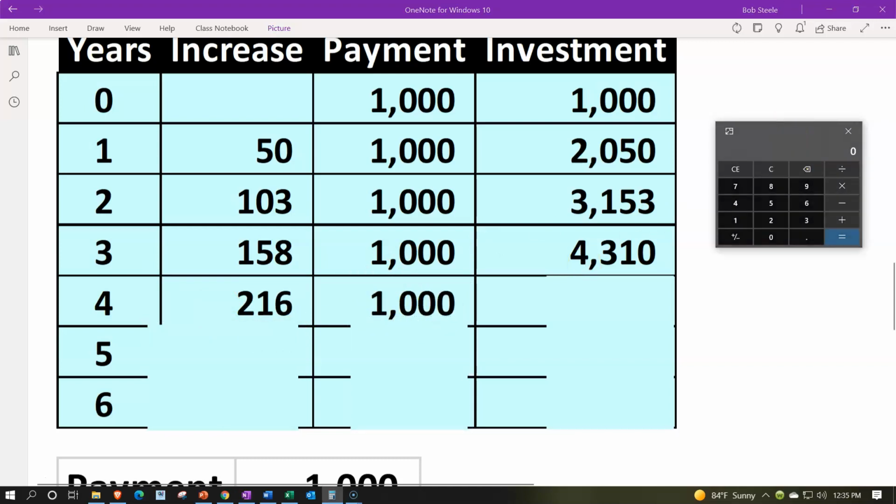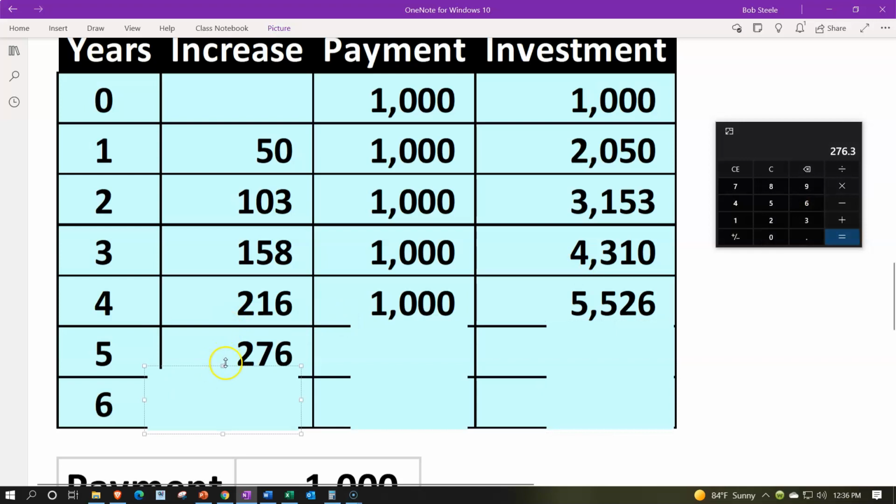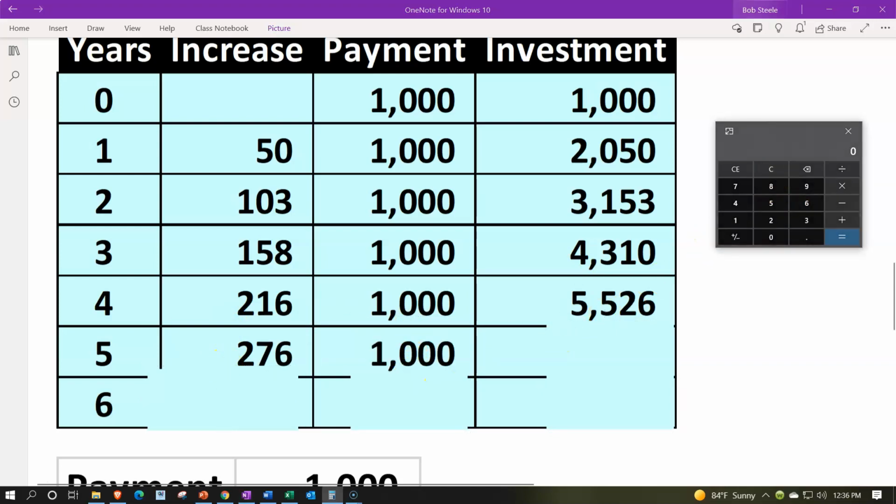So once again, we have the 4,310 plus the 216, which is really what we have at the end of year 4. The 1,000 we assume is going in at January 1st of year 5, which is similar to December of year 4, plus 1,000 would be another 5,526. Multiplying that times 0.05 gives us then the 276 plus another 1,000. So we'd have the 5,526 plus 276. That is what we would have at the end of year 5.